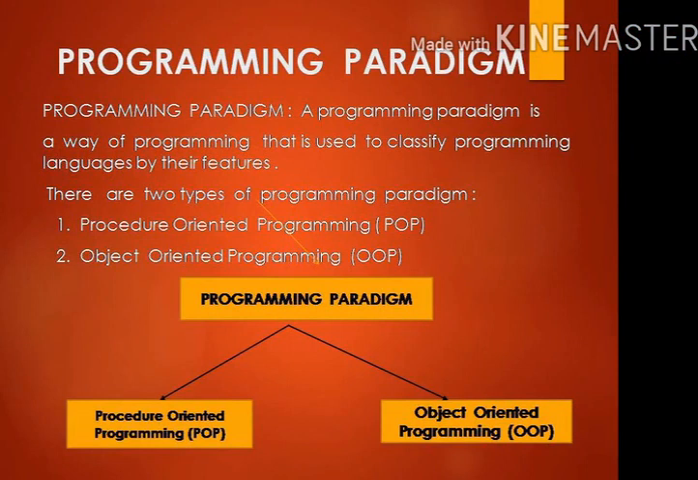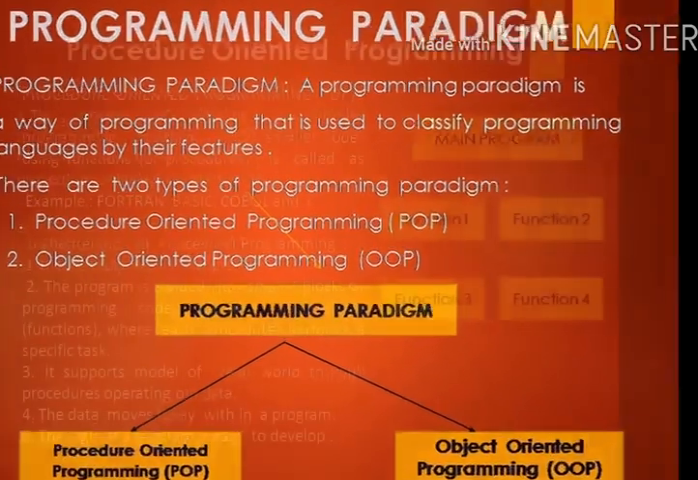The next slide is about programming paradigm. What is programming paradigm? A programming paradigm is a way of programming that is used to classify programming languages by their features. There are two types of programming paradigm. Number 1. Procedure-oriented programming, POP. Number 2. Object-oriented programming, OOP in short.